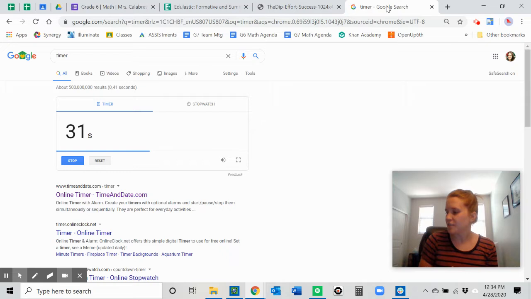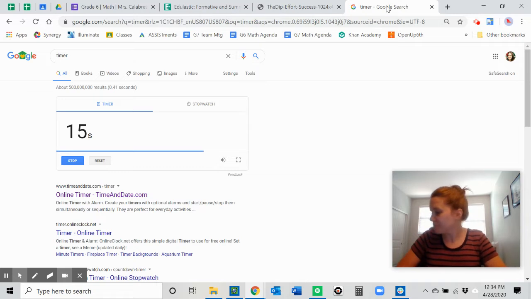30 seconds left. We're trying to graph that inequality W is less than or equal to 4. Last 10 seconds. Go ahead and select the answer you think is correct, and then we'll check it.